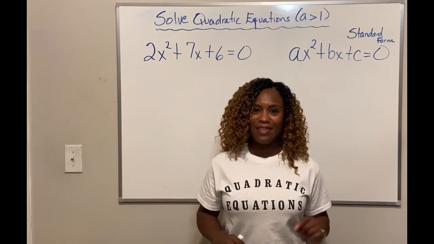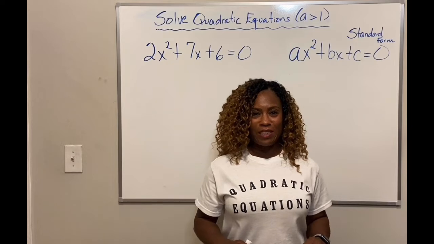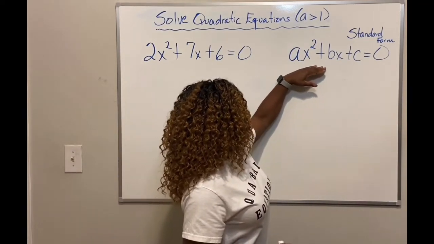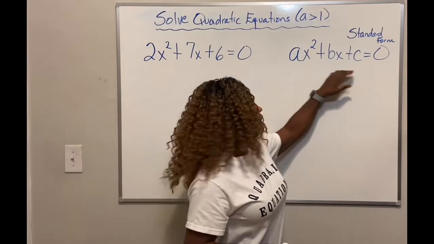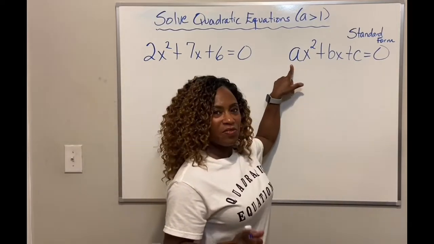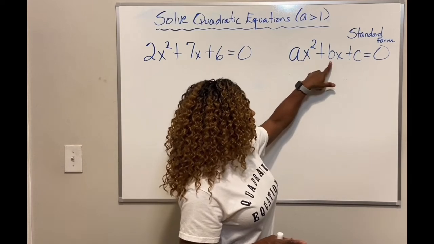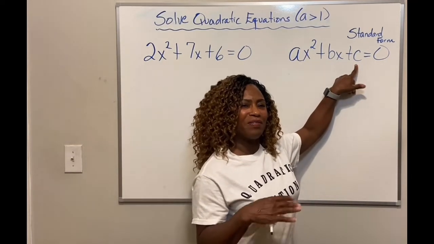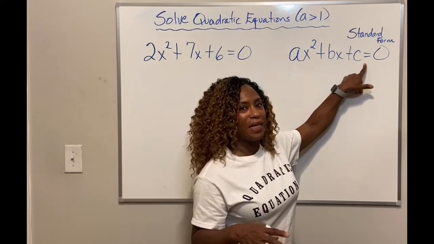Let's take a look at the standard form of a quadratic equation. So here is standard form. We got ax squared plus bx plus c equals 0. Now, a is a coefficient that is in front of the x squared term, b is a coefficient for the x term, and c is a constant, which is a number without a variable. Notice it doesn't have an x with it at all.